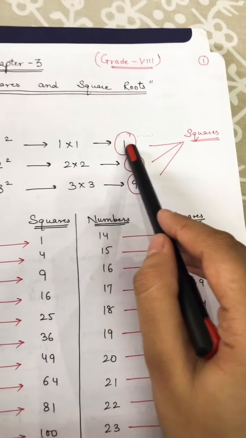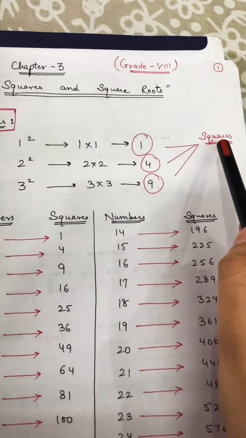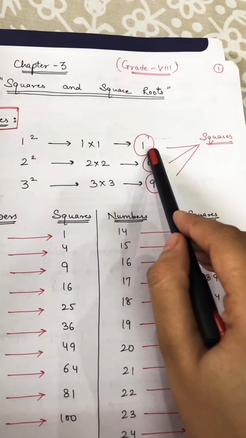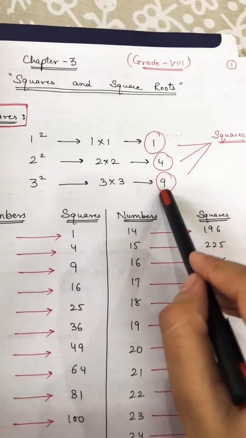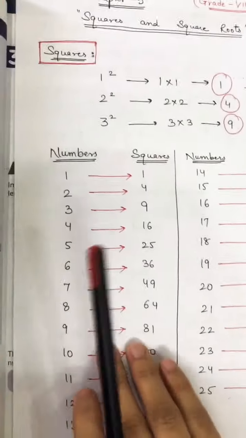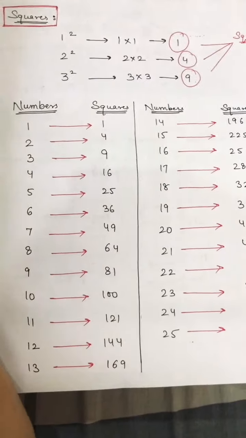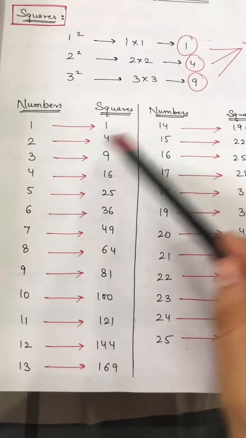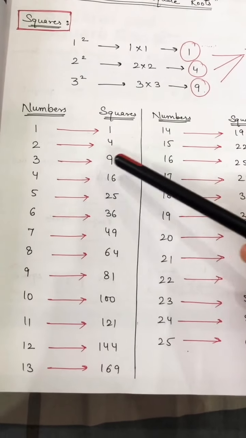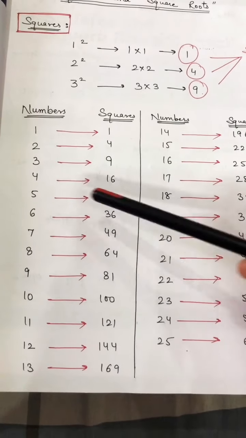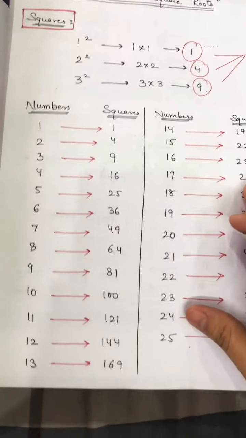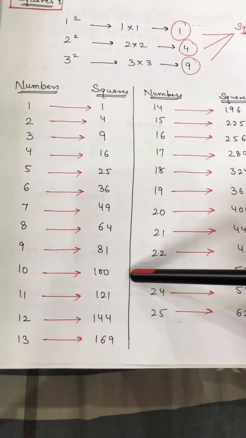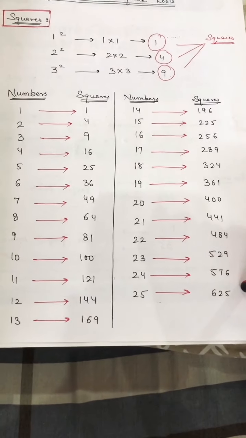So these 1, 4, 9, these are the squares. This is a square of 1, this is a square of 2, this is a square of 3. Clear? I have written here some numbers and their squares. 1, 2, 3, 4, 5, and the squares are 1, 2 square 4, 3 square 9, 4 square 16, 5 square 25, 6 square 36, 7 square 49, 8 square 64, 9 square 81, 10 square 100. In this way I have written here up to 25.